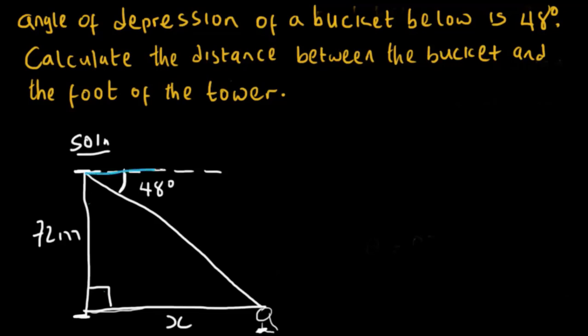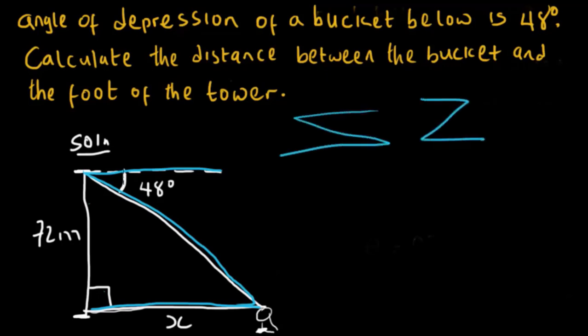Now don't forget, this line here is parallel to this line here, and then this is a transversal. So you can see that Z-like shape. So you see that like this or like this. It means that this angle here is equal to this angle here. Alternate angles are equal. So this angle here is 48 degrees. Do you understand?